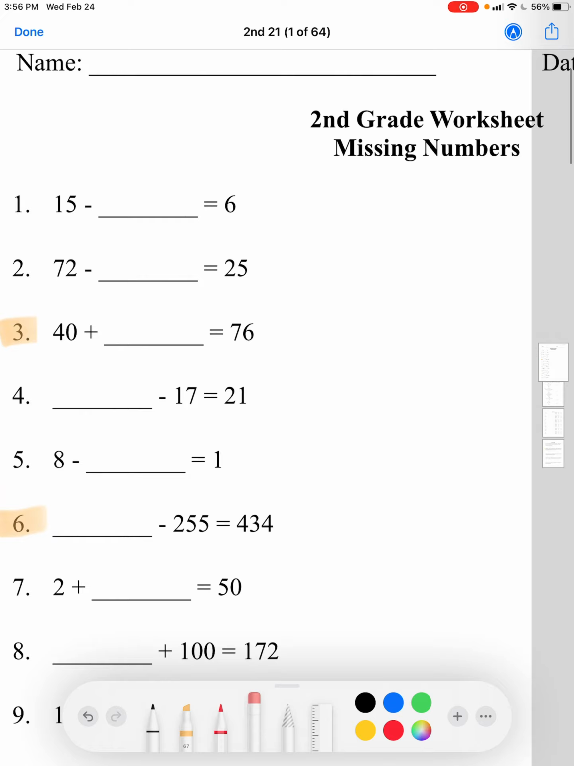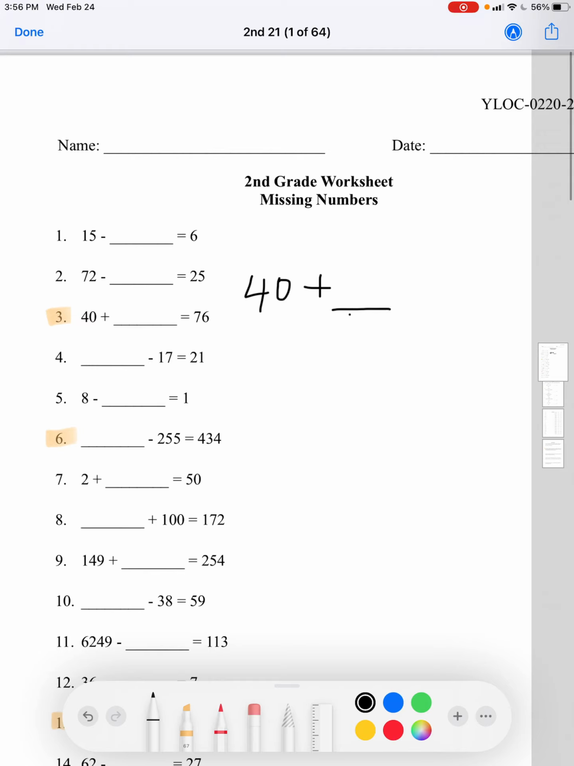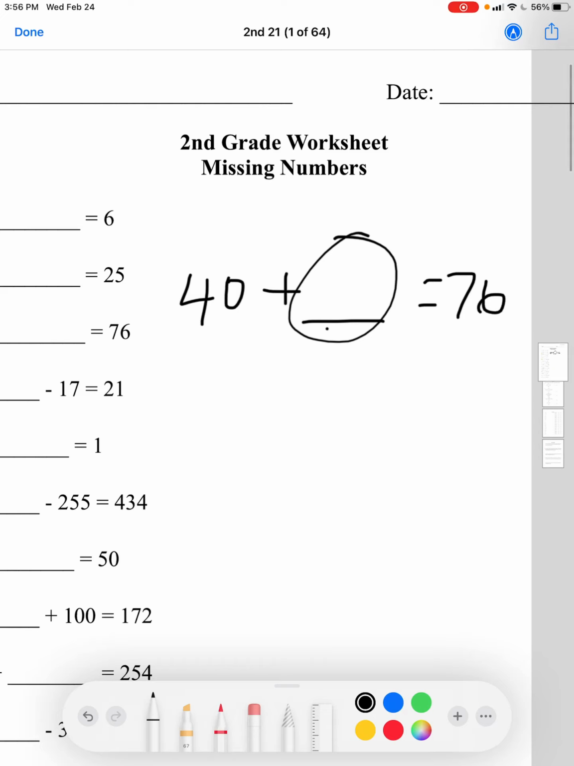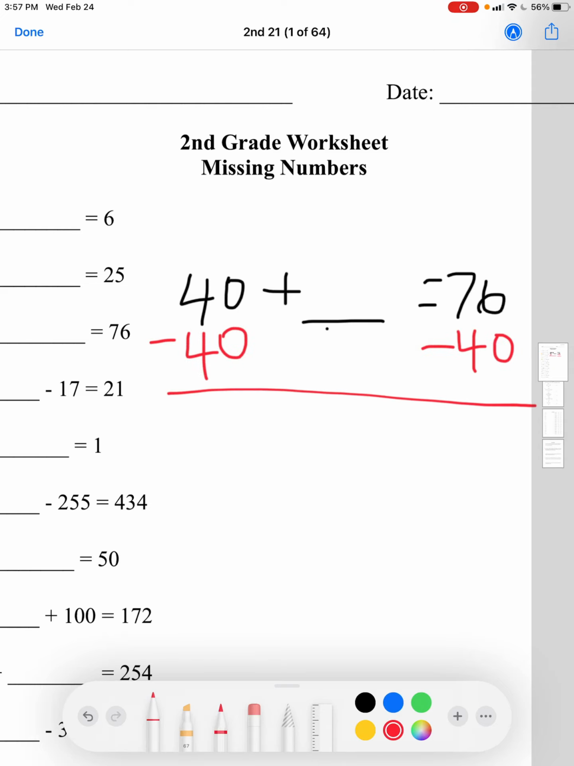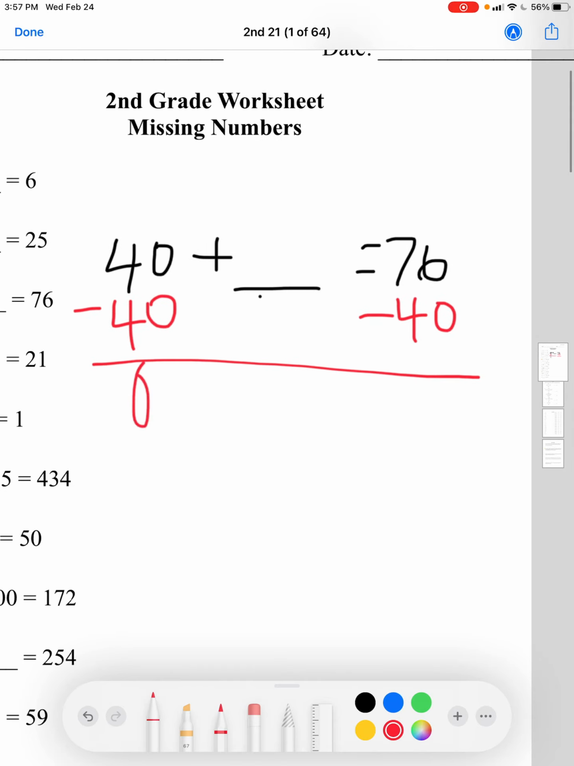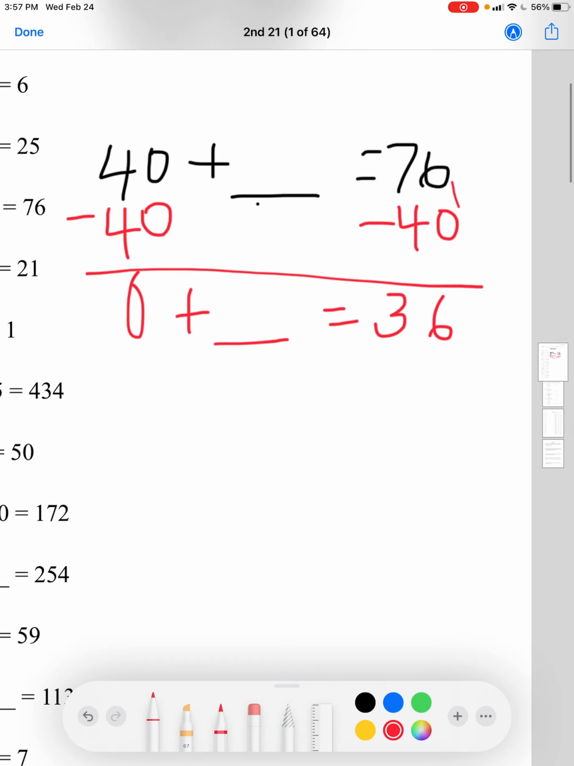So let me rewrite it right here. So we're trying to get this to equal something directly. So what we can do is subtract the 40 from both sides. You have to do it on both sides of this equal sign. Now you're going to get 0 plus blank equals, now if you do 76 minus 40, you get 6 minus 0 equals 6, 7 minus 4 equals 3. So this blank equals 36.